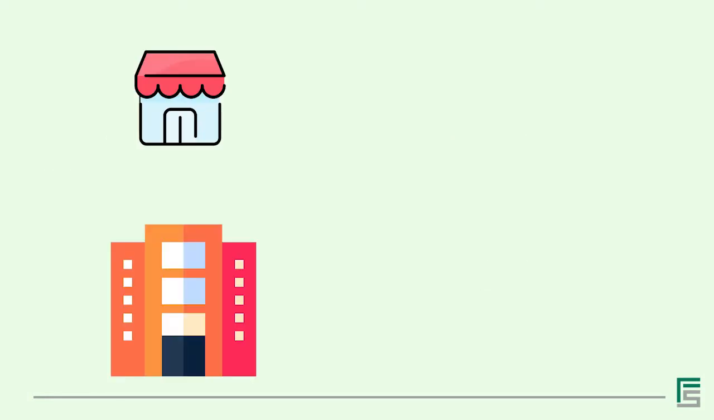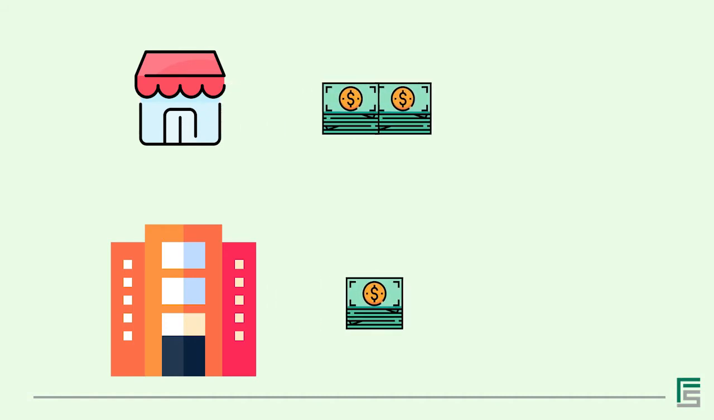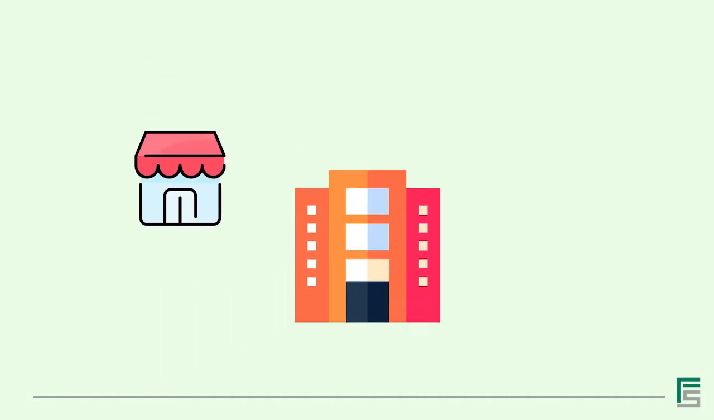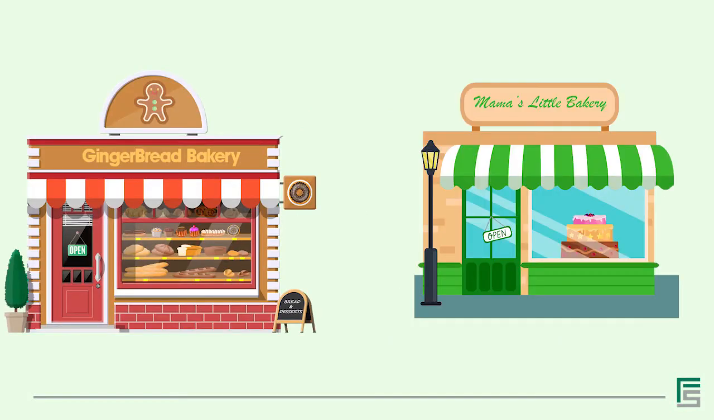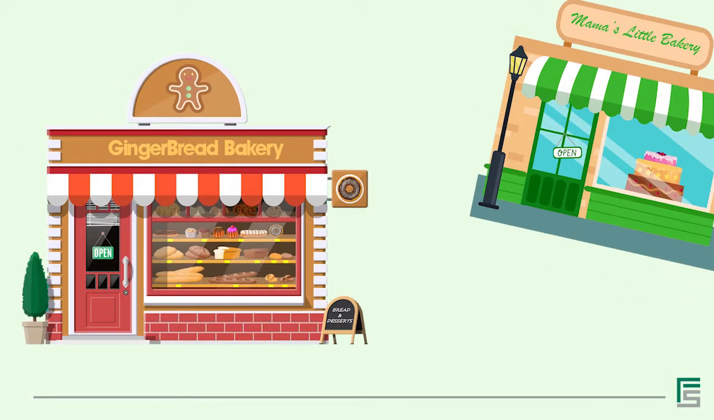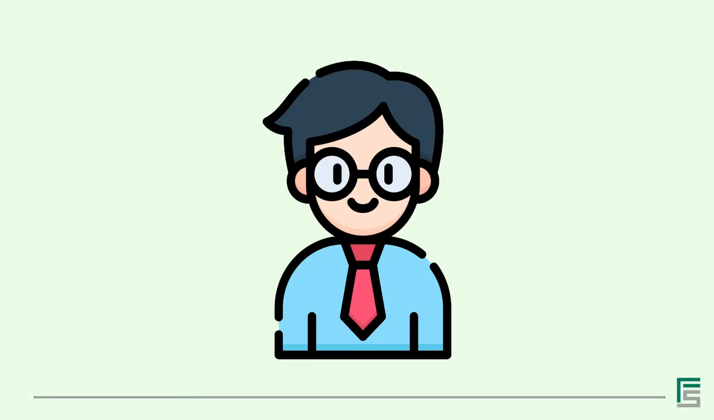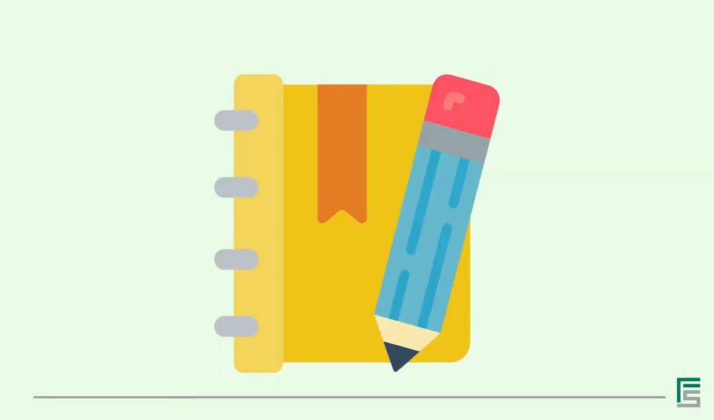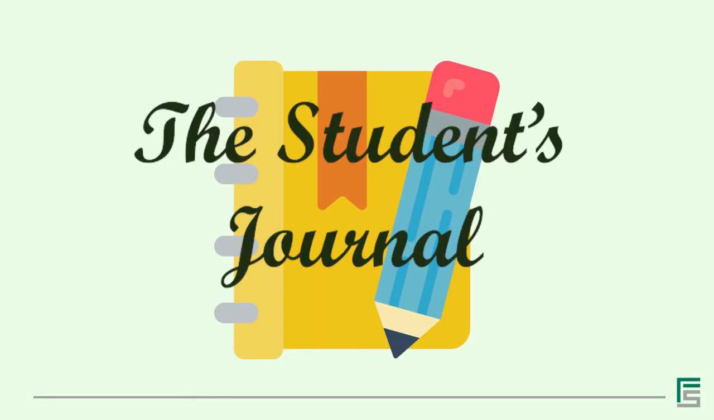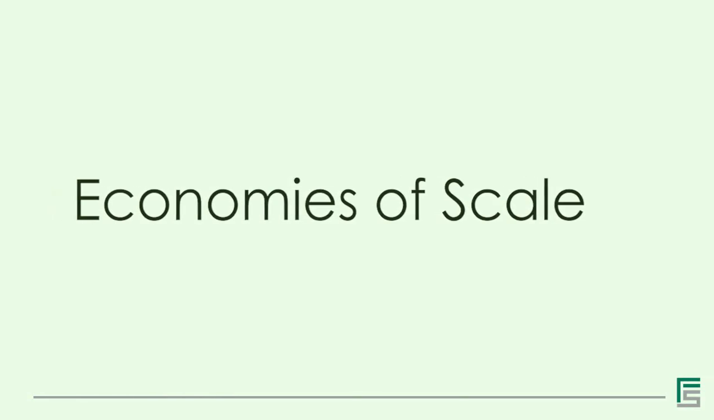Today, we will discuss why small shops may charge more than industry giants, what they can do to compete with them, how they can do it, and how one day Gingerbread Bakery will defeat Mama's Little Bakery once and for all. Knowledge seekers, enthusiasts, and leaders of tomorrow, welcome to today's episode of the Student's Journal. Our topic today is economies of scale. Grab some cookies, a glass of milk, and buckle up.